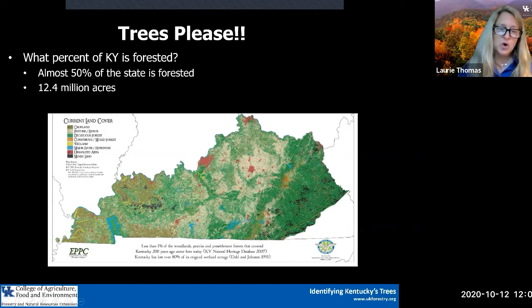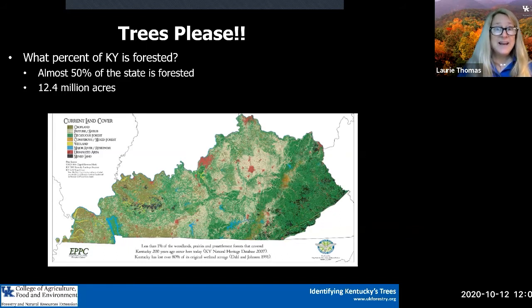And then if we move across the state, all the way over to the western part, we've got the Land Between the Lakes right there. This is the Land Between the Lakes National Recreation Area, and it's also managed by the U.S. Forest Service. But for the most part, of all of this forest land we're looking at in the state, most of it is privately owned by individuals or small groups of people.